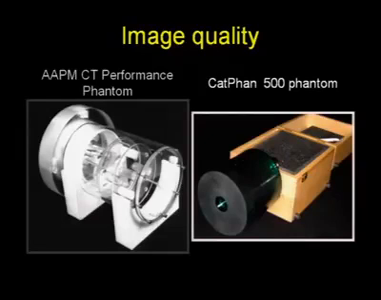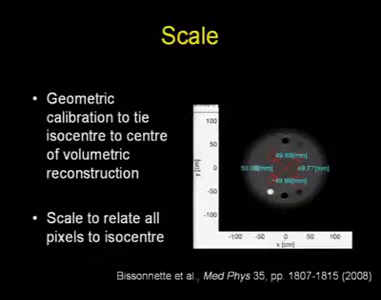The phantoms can test for the same things I'll be talking about. The first thing I want to talk about is scale. Scale is essentially making sure that objects of a known size or distance apart are imaged and that the images tell you the same distances. Here I'm focusing on rods within the CatPhan phantom that are known to be 5 centimeters apart.